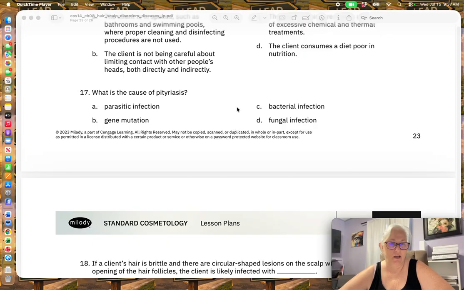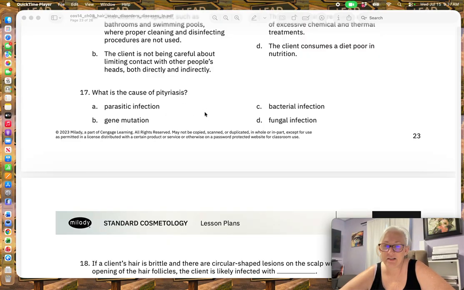Number 17. What is the cause of pityriasis? Parasite, gene mutation, bacterial, or fungal? I do believe it's a fungal infection. Number 17 is D, fungal infection. So pityriasis is a fungal infection.